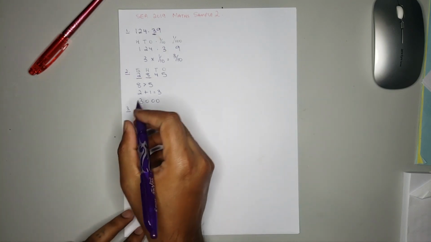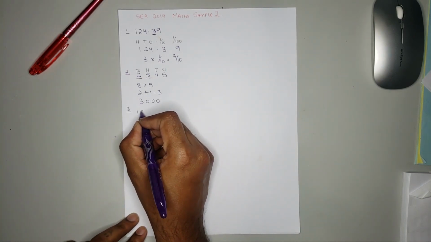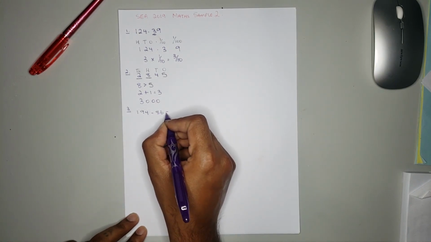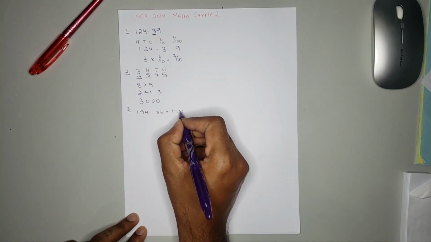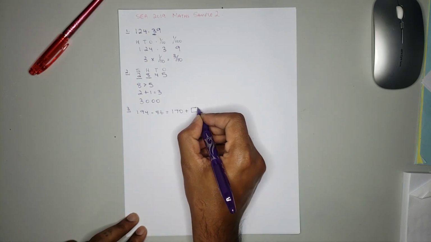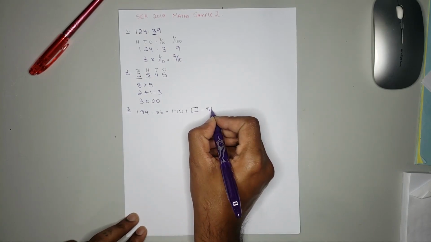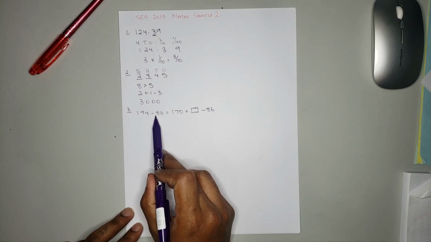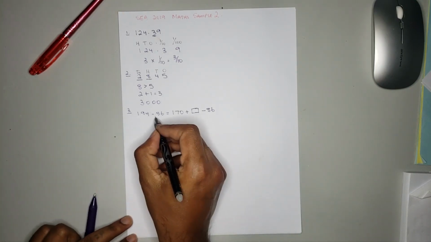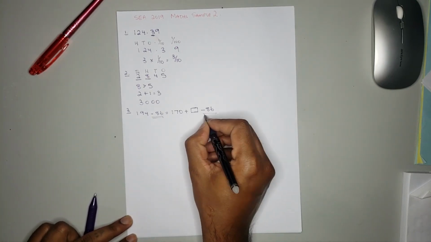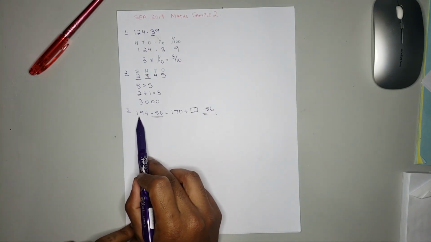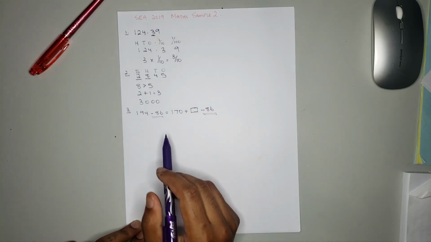Number 3, they give you an equation: 194 take away 86 equals 170 plus some unknown value take away 86. Good. So if we realize now, this take away 86 and this take away 86 remain the same.